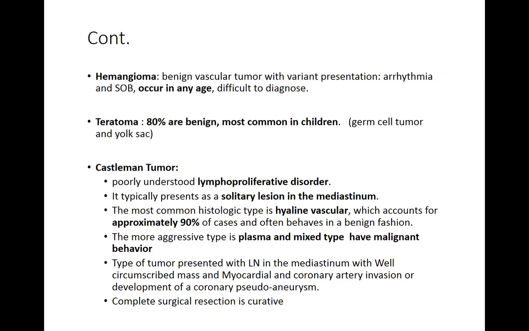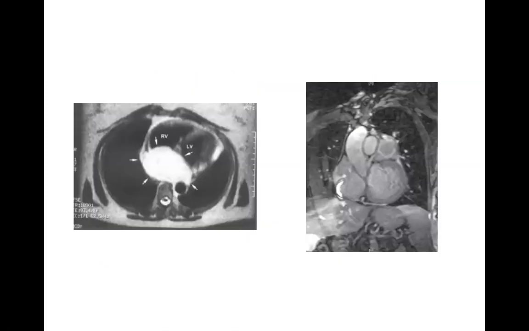It's a poorly understood lymphoproliferative disorder. It presents as a solitary lesion in the mediastinum. The most common histological type is hyaline vascular, which accounts for approximately 90% of cases and often behaves in a benign fashion. The more aggressive one, which you call the plasma cell or mixed type, has malignant behavior. This type of tumor presents with lymph nodes in the mediastinum with a well circumscribed mass and myocardial and coronary artery invasion or development of coronary pseudoaneurysm. Complete surgical resection is curative. This is how it looks.